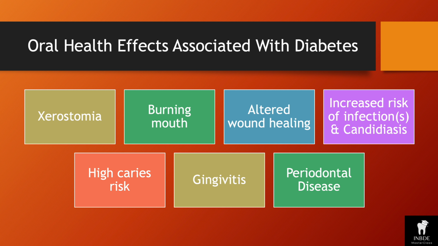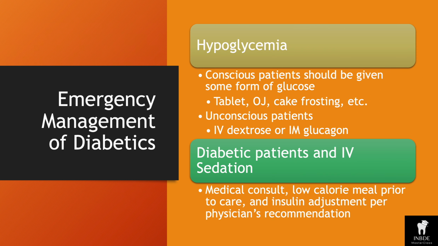When it comes to emergency management of diabetics, so those that are hypoglycemic, it's important that conscious patients be given some form of glucose. Again, whether it's dextrose or glucose tablets, orange juice, cake frosting, or something else you can find with sugar in it. If they're unconscious, look at giving them IV dextrose or IM glucagon. Then, for diabetic patients and IV sedation, we want to look at getting them a medical consult, having a low-calorie meal before care, and getting their insulin adjusted based on their physician's recommendation when you submit for that consult.